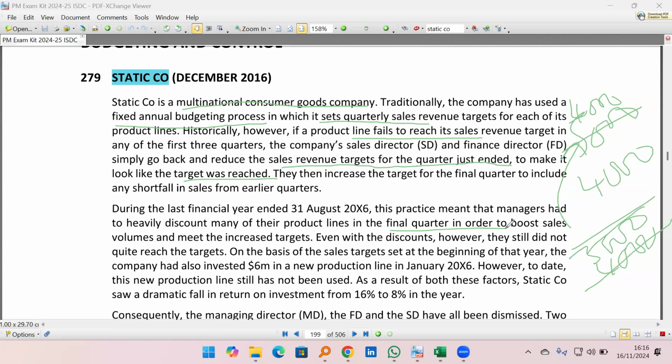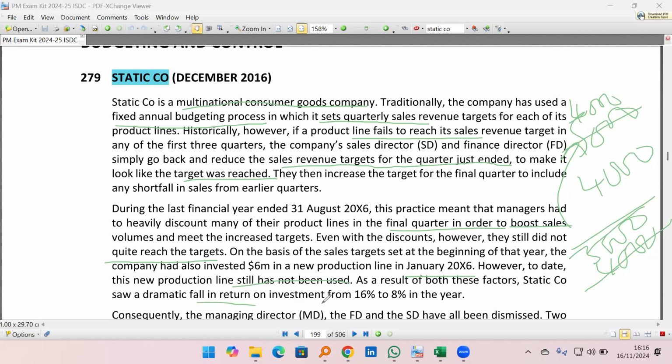And the reason why they did so was to make sure that they can sell, to boost sales. So even with the discounts, however, they still did not actually reach the targets. And then on the basis of the sales targets set at the beginning of that year, the company had also invested 6 million in a new production line in January 2016. However, the new production line has not been used up to now.